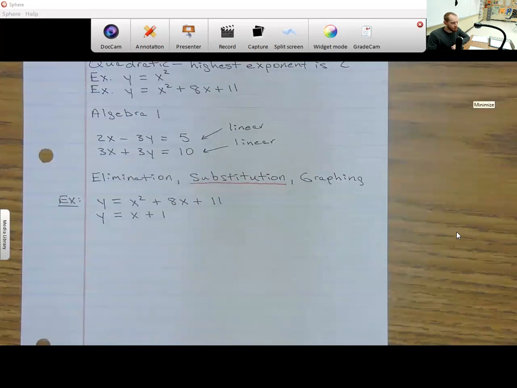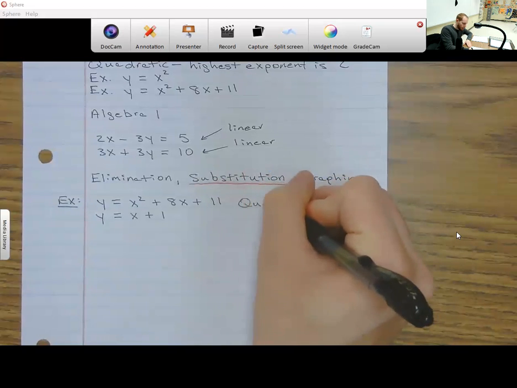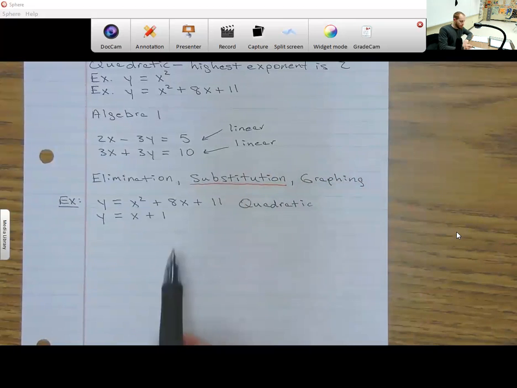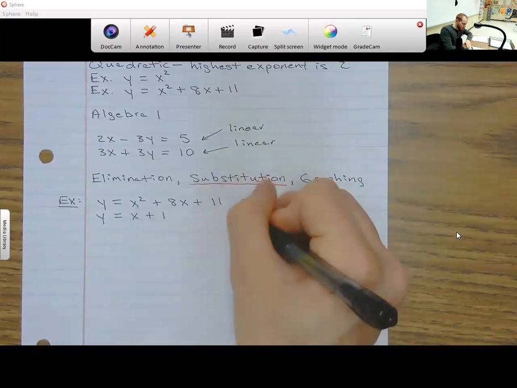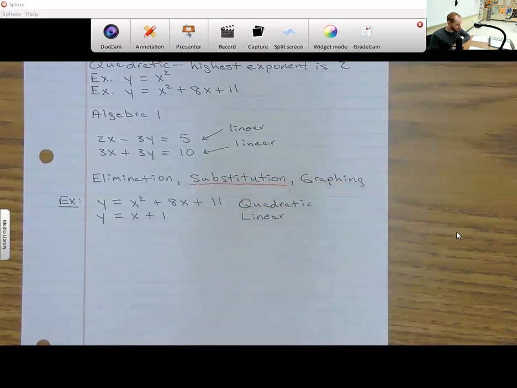So the top equation is going to be quadratic, and that's because the highest exponent is 2. That's for that x squared right there. And then notice that the bottom equation isn't quadratic. It's going to be linear, just like you're used to. The reason why it's linear is because the highest exponent is 1, right? This is x to the first power.